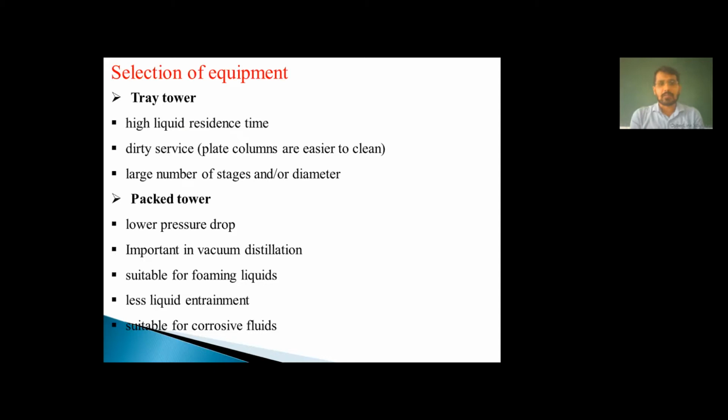After that, pack tower. So pack tower is suitable for such a mixture where lower pressure drop is required. After that, this is important in vacuum distillation. We know that vacuum distillation is used under vacuum, means below 1 atmospheric pressure, around 30 mmHg to 40 mmHg pressure, where we are separating a higher boiling point mixture by reducing its boiling point to a lower temperature. So for that purpose, pack tower is important.